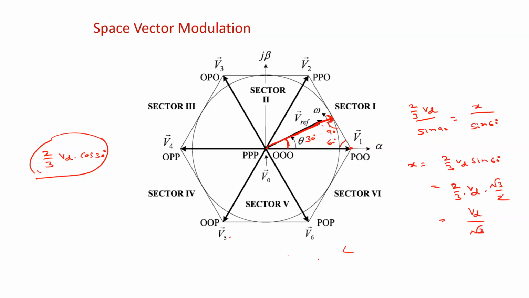Understood? So how did we generate that? See, this angle is 30, and this angle is 90 degrees with respect to this line, so this is perpendicular to this line. Therefore this angle is 60. This magnitude is 2 by 3 Vd and its opposite angle is 90, so sine 90. If this is x, then x by sine 60, so x is 2 by 3 Vd into sine 60. Understood? This means the maximum radius of this circle is Vd by root 3. So keep that aside.